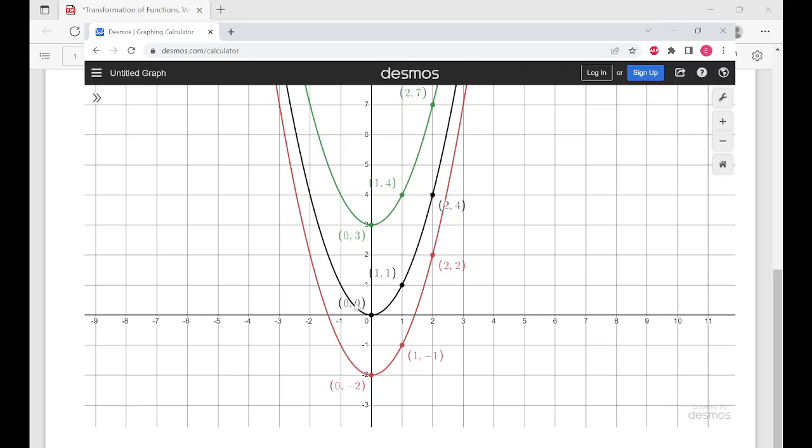So in black is the original square function. In green is the shifted up 3 squared function. And in red is the shifted down 2 square function.